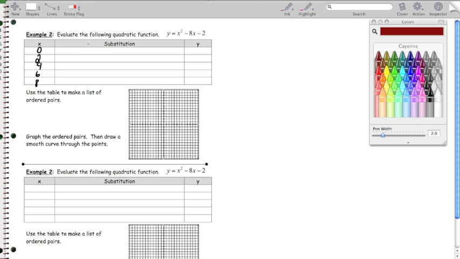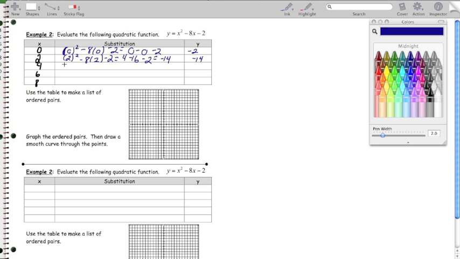All right, so example 2, evaluate the following quadratic function. I'm giving you the t values again. We're just going to go ahead and substitute them in. So for the first one, it's going to be 0 squared minus 8 times 0 minus 2. It's going to give me 0 minus 0 minus 2. I get negative 2. The next one, I substitute in 2. So 2 squared minus 8 times 2 minus 2. 2 squared is 4, minus 16 minus 2. 4 minus 16 is negative 12. Negative 12 minus 2 is negative 14.